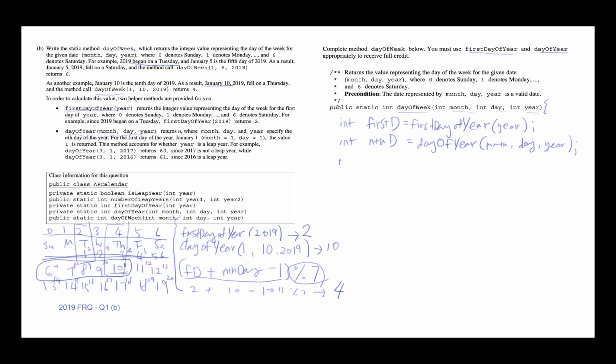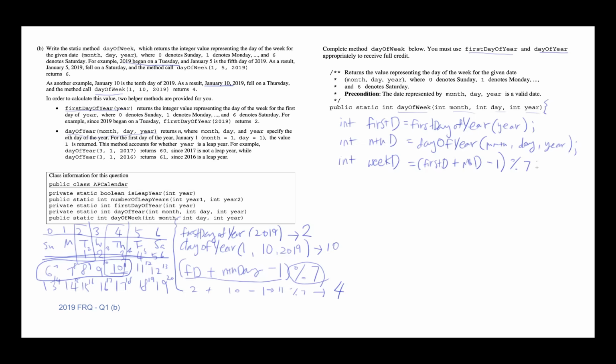And here's the highlight of the code. We're going to have to return the weekday of this given date. We're going to add the first day with the nth day minus 1, because January 1st is inclusive. And then we're going to do a modulus 7 to get the remainder.